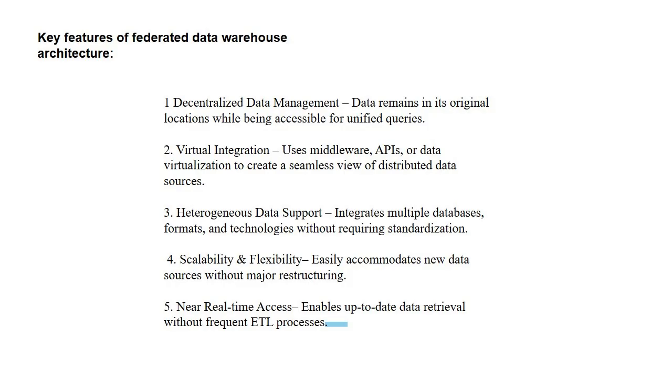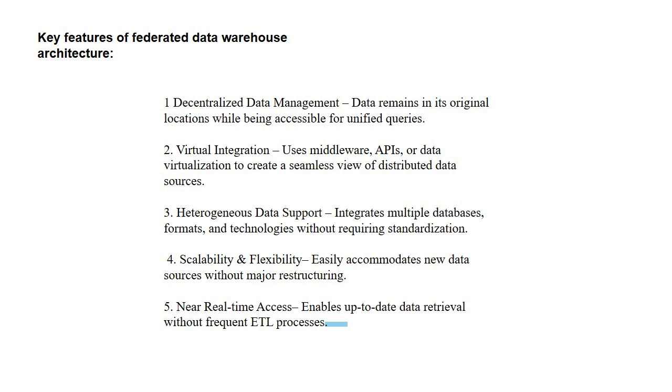So next we will discuss the key features of federated data warehouse architecture, and these are the main points of the subject. The first key feature is decentralized data management. Data remains in its original location while being accessible for unified queries. This data cannot be removed. It stays at its original place.